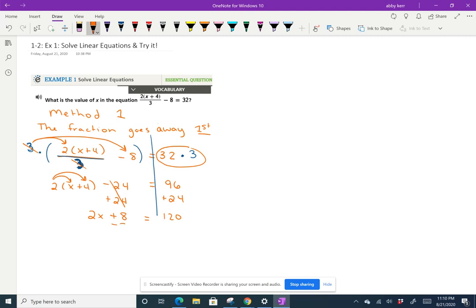And now you have a 2-step. So that's 112. You have 2x, drop down that 2. So then 112 divided by 2 is 56.